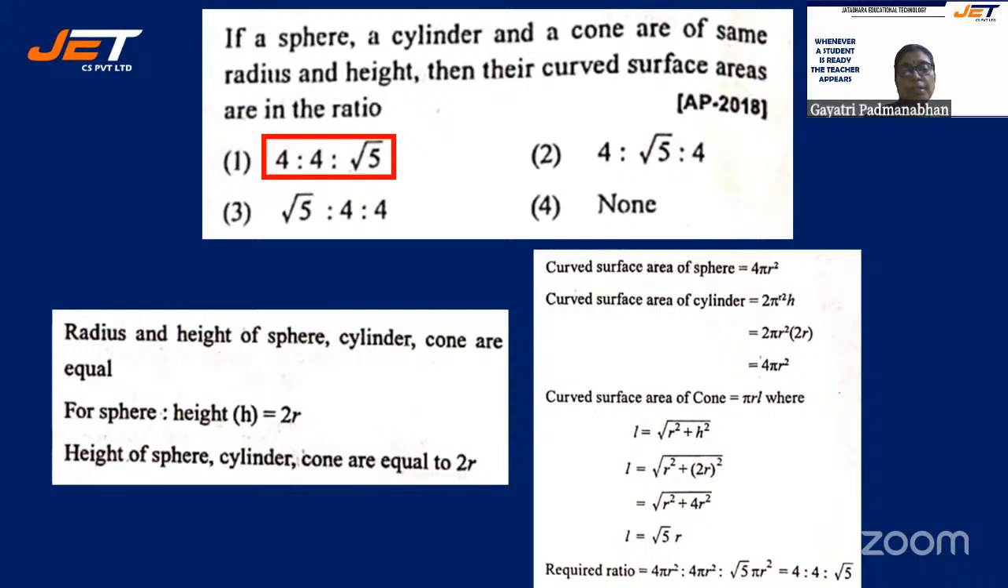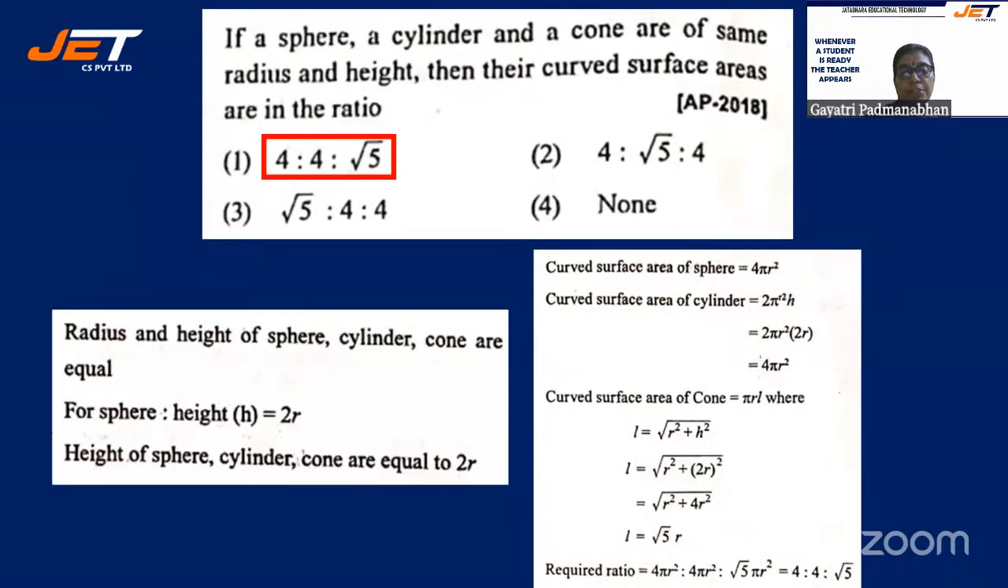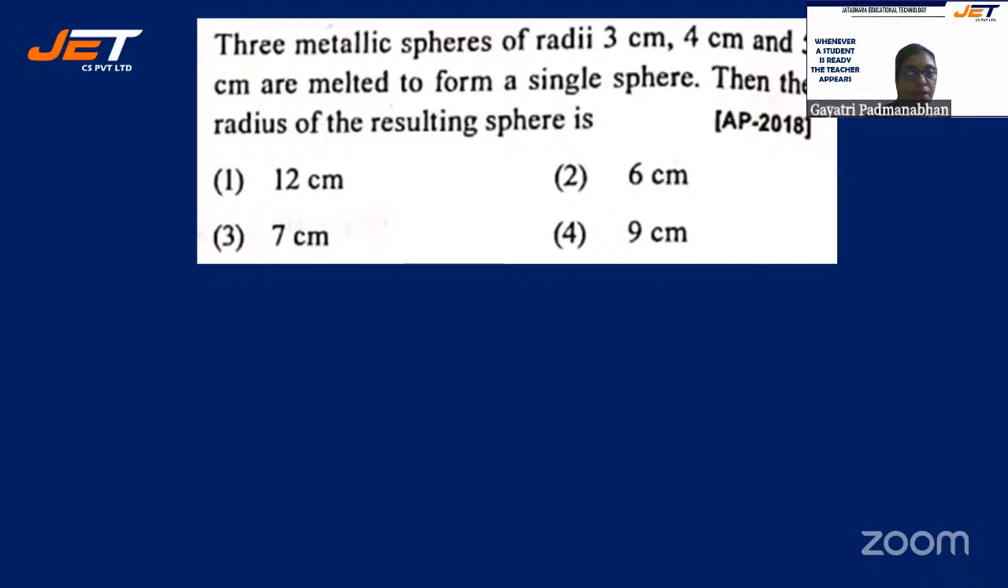Now put it in the curved surface area of the cone. L is equal to root of r square plus h square. So instead of h, you put 2r, squared. Finally, we arrive at L, the slant height, is equal to root 5 R. So required ratio is 4 pi R square is to 4 pi R square is to root 5 pi R square, which is 4 is to 4 is to root 5. All right.